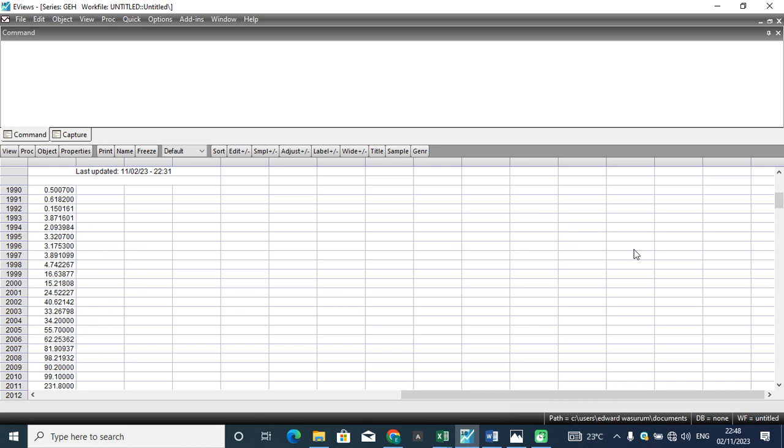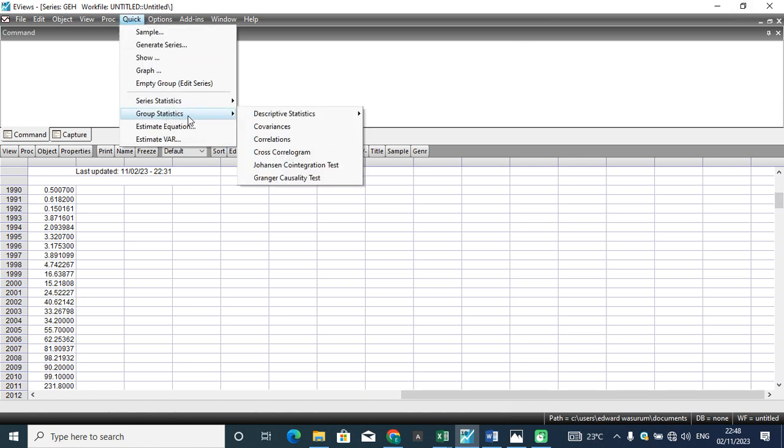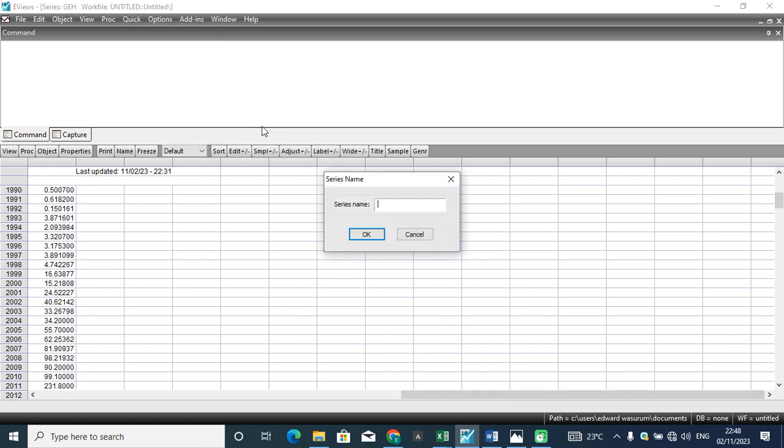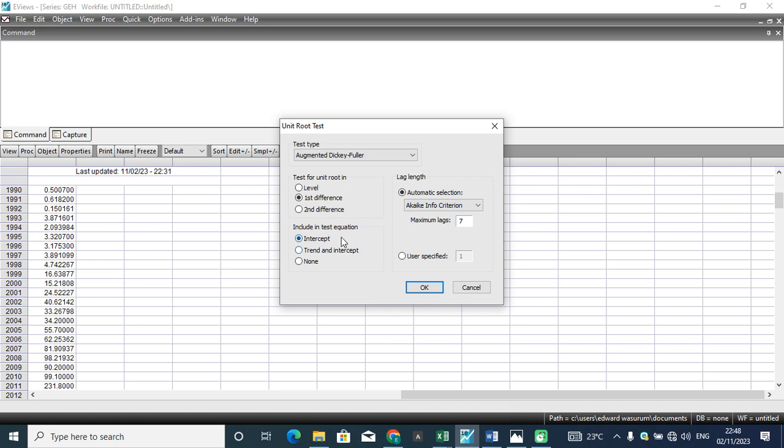Because the information I'm dealing with is in billions, we need to log it. To have that done, I'll go to series statistics, move to unit root test, and then click the log of GEH. If I hit the OK button, I'll be exposed to this. So conventionally, this is how we do the normal unit root test.